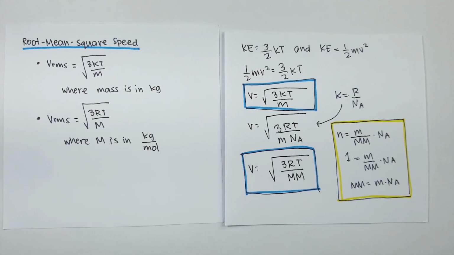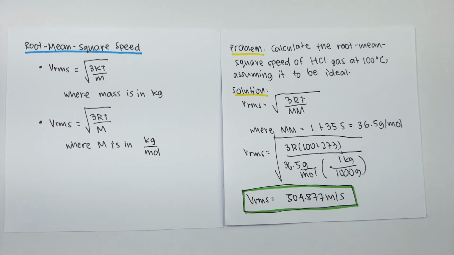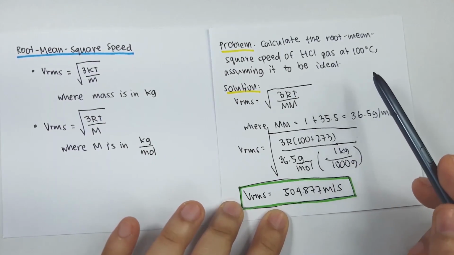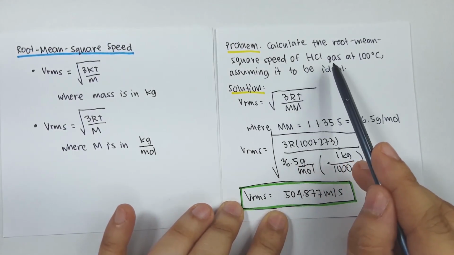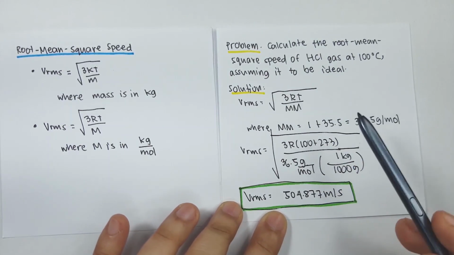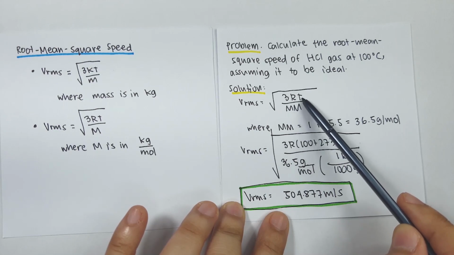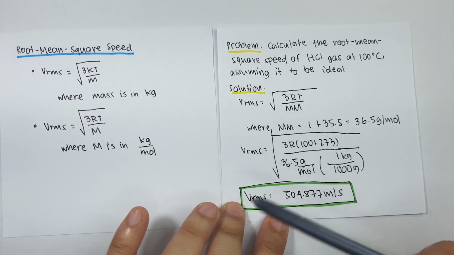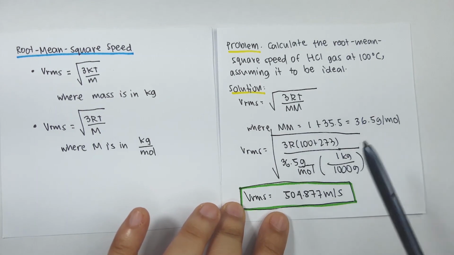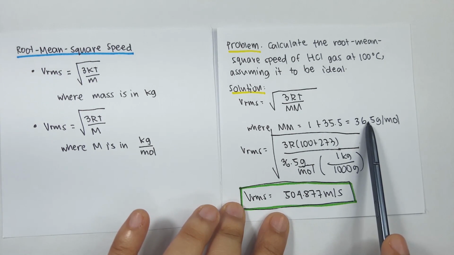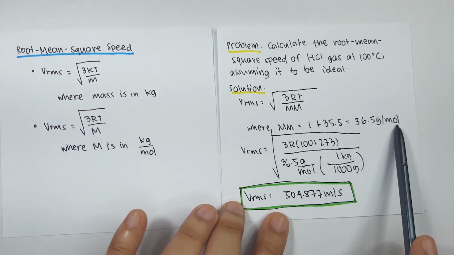Okay, so you have 2 equations for this topic. So for example, calculate the root mean square speed of HCl gas at 100 degrees Celsius, assuming it to be ideal. Now, gamitin natin yung second equation, that is VRMS is equal to square root of 3RT over molar mass. And your molar mass is 1 plus 35.5, that is 36.5 grams per mole.